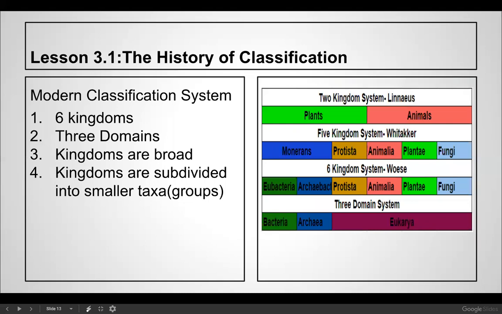So our modern system has 6 kingdoms, 3 domains. The kingdoms are broad, and as you go down the system, they get more specific. Kingdoms are further divided into groups, phyla, and then smaller and smaller groups.